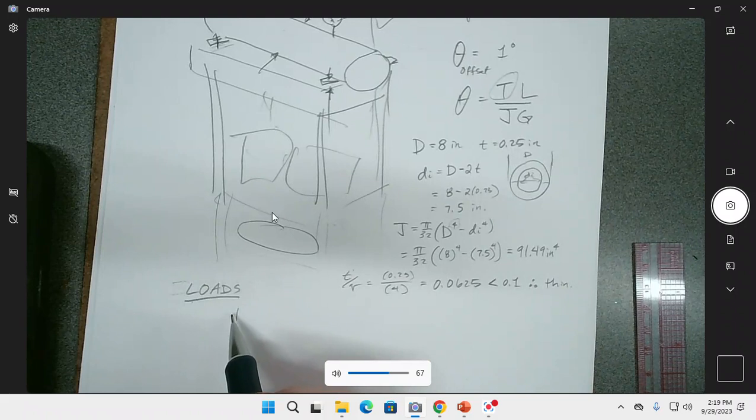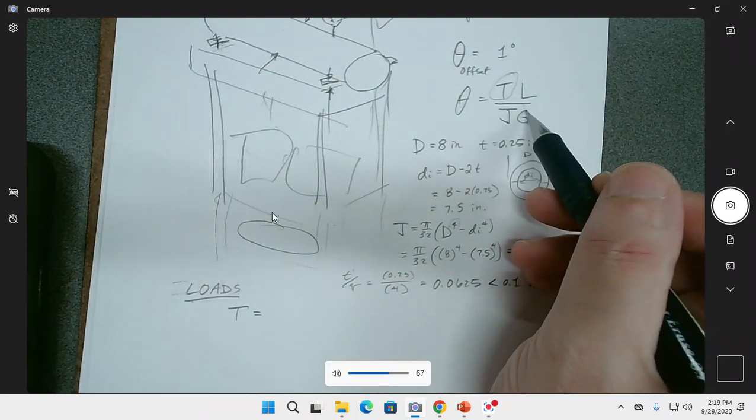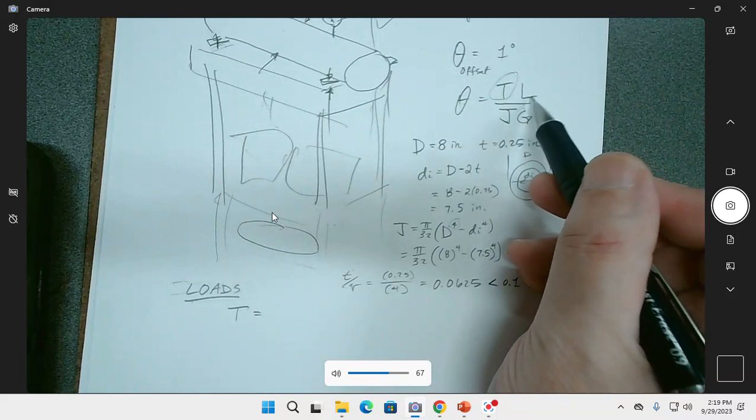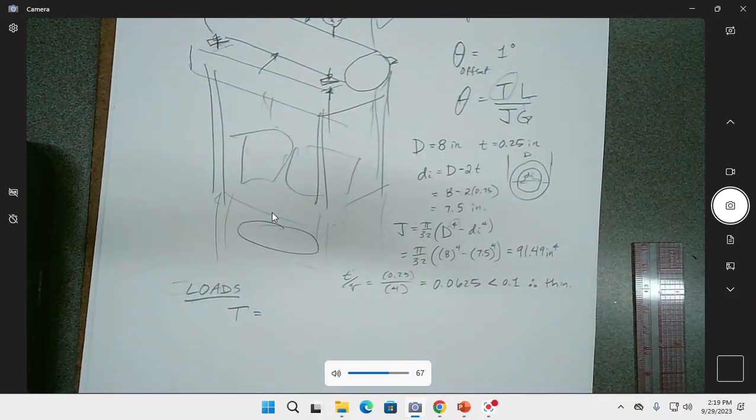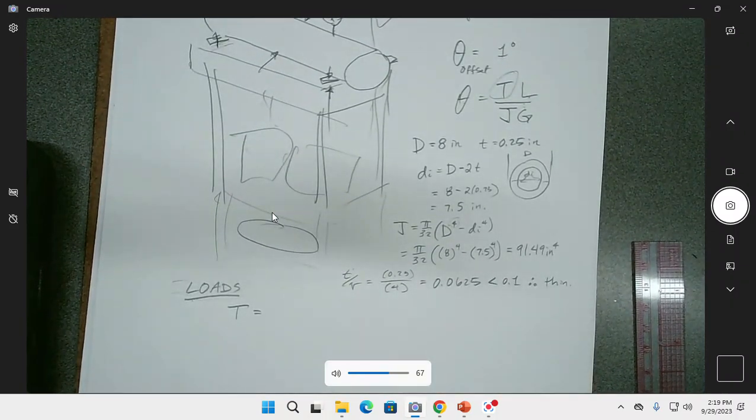Okay. We need to find the torque from this. We need the J. Oh, we got the J. Oh, we need the G. We need a G. We got the L. Okay. So we need to look up. This is probably steel. So look up the thing for, let's see, where would we find it?